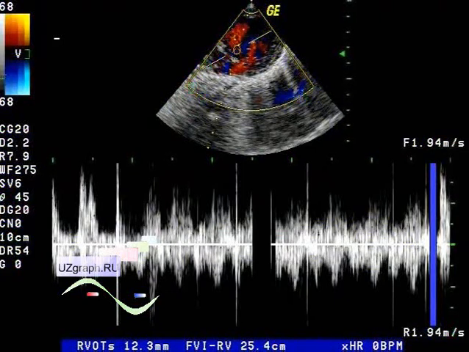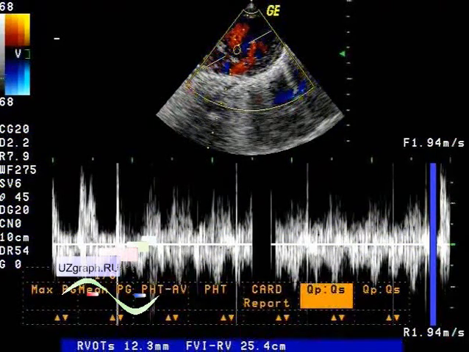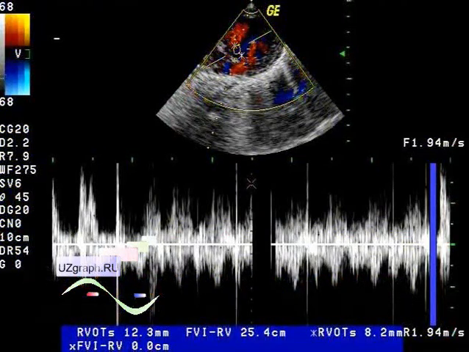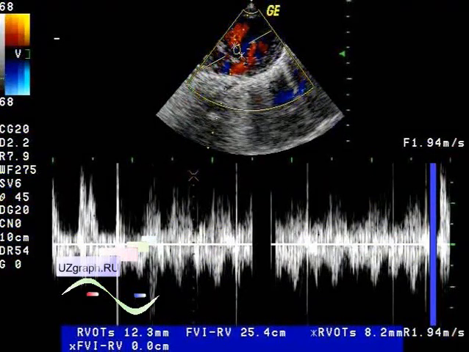In this video you can see that both measurements from both outflow tracts are marked as from the right ventricle. This is because of difficulties with the interface of the scanner. In such cases, external calculators outside the scanner are very helpful. For example, at my website.